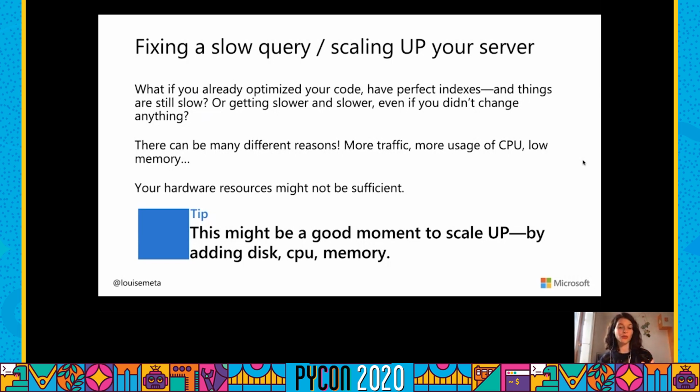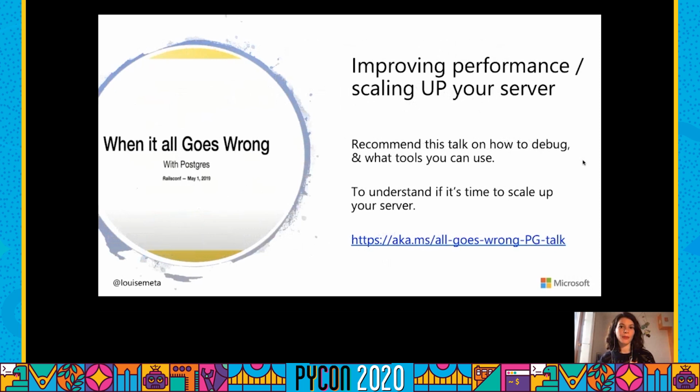But you might wonder how you know that it's a good time for you to scale up. I recommend looking at this talk on how to debug things when Postgres is slow, when Postgres is not working how you want, when everything is wrong. It goes over the tools that you can use to debug Postgres and what conclusions you can draw from, okay, high parallelism, high CPU, or low CPU and high parallelism, etc. It goes into the different case scenarios and helps you understand what is going on in your database server and whether it's time or not to scale up.